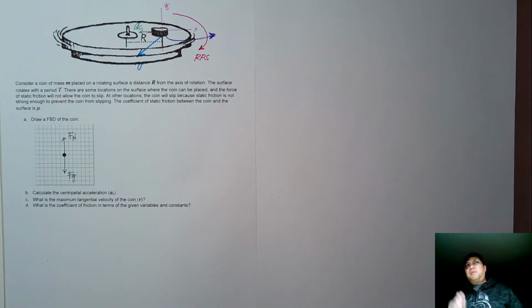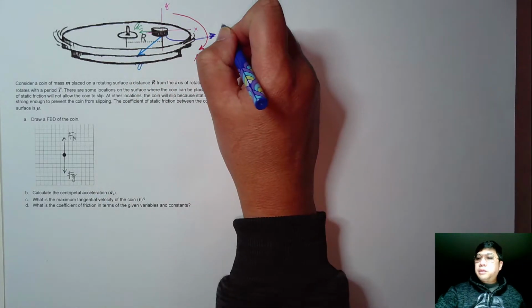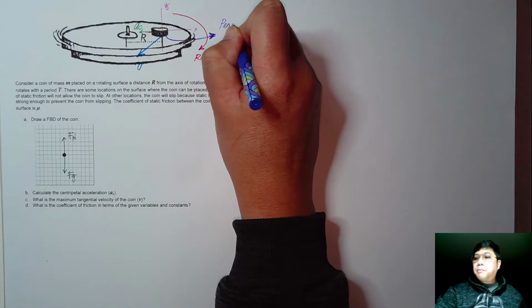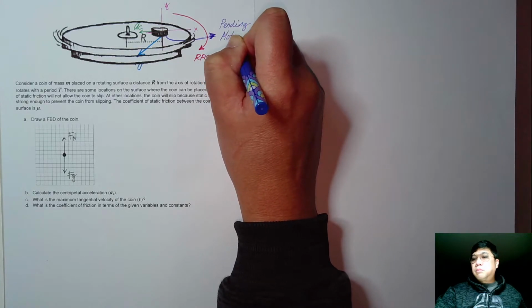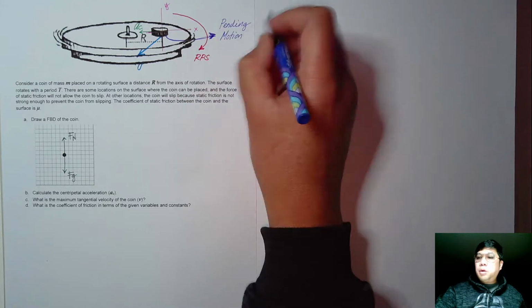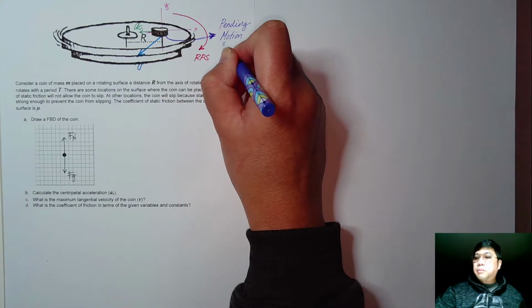So what is preventing it? What is preventing the coin from slipping away? I will write it down. This is the pending motion. Or I would say the coin wants to move in this direction.